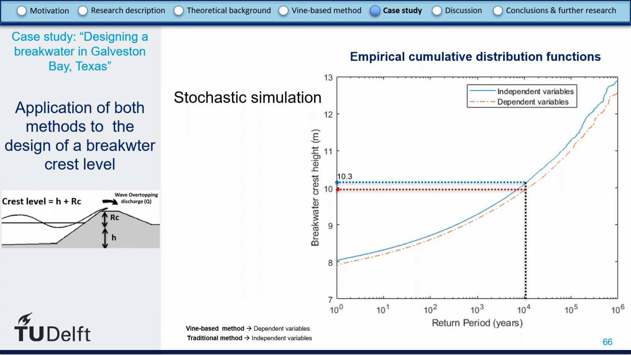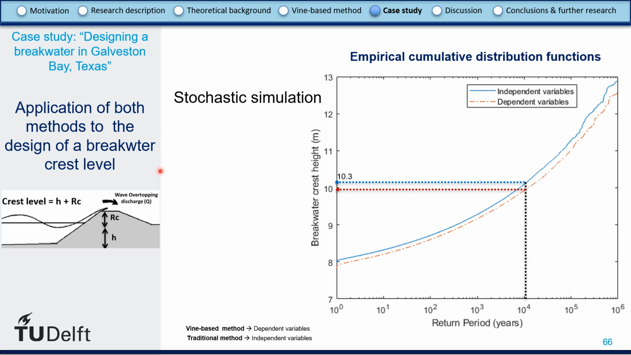In this slide, we can see the application of both methods to the design of a breakwater crest level. In this research, we only focus on a certain formula that allows the engineer to determine the actual height of the breakwater. And this depends on what is called freeboard and the height of the still water level. And this is actually associated to the requirements or limitations on the wave overtopping discharge allowed over the breakwater.